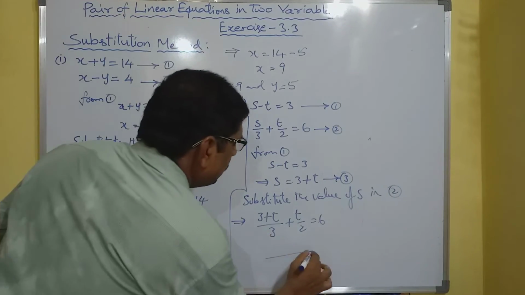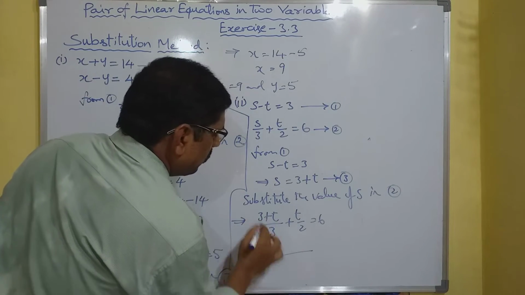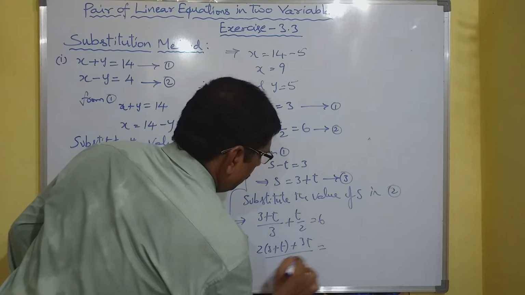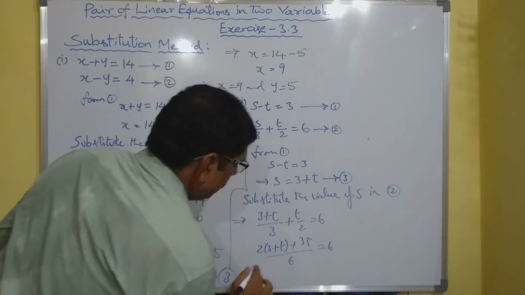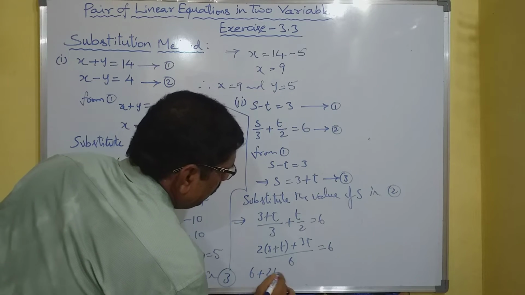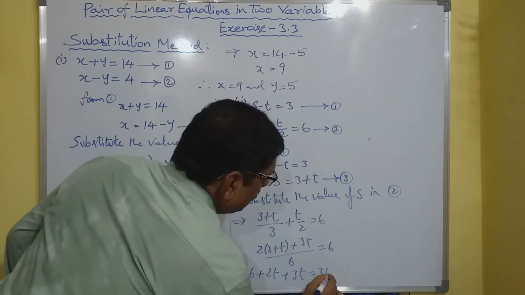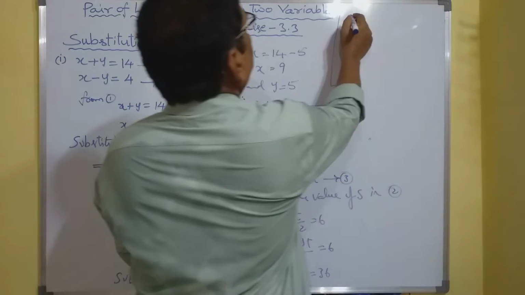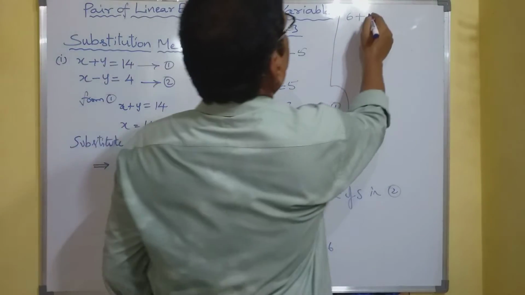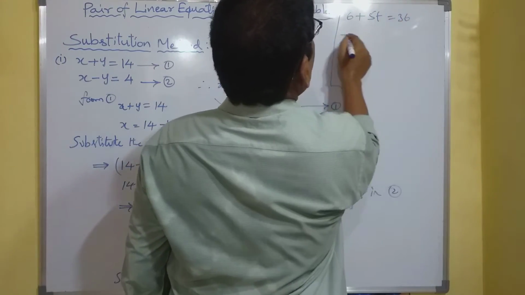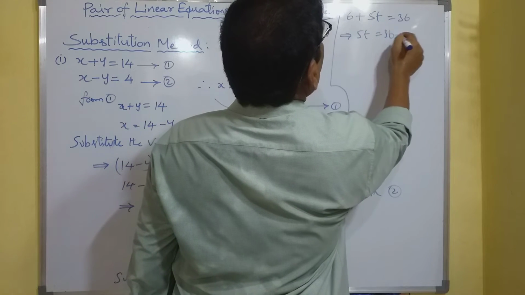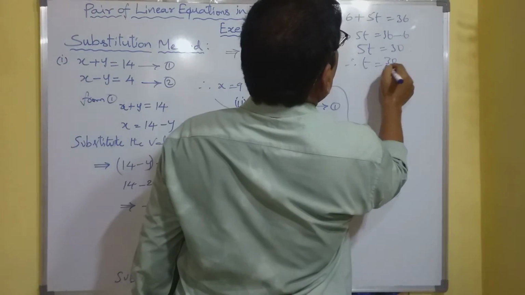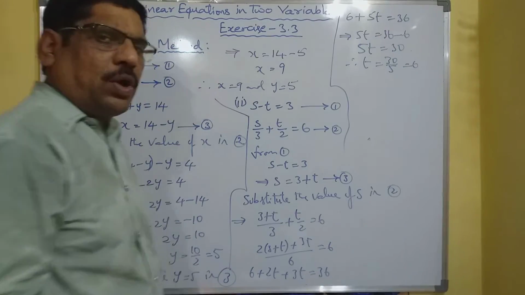Let us simplify this. Now cross multiplication: 2 into 3 plus t, plus 3 into t, is equal to 6 into 6, which is 36. Now 2 threes are 6, plus 2t plus 3t is equal to 36. Now 6 plus 2t plus 3t, that is 5t, is 36, which implies 5t is equal to 36 minus 6. So 5t is equal to 30. Therefore t is equal to 30 by 5, which is 6. We got the t value.